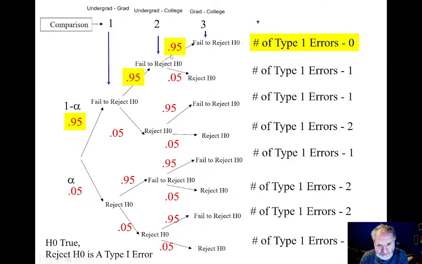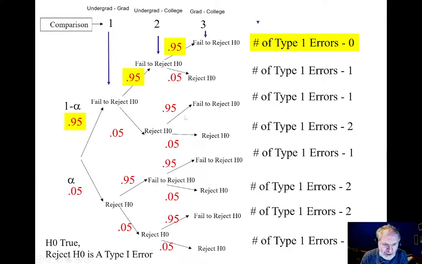0.95 times 0.95 times 0.95. That's the probability of doing the right thing for all 3 comparisons. Everything else is a mistake, right? In every other situation in here, I have rejected H0 at least once. So the path at the bottom here, I reject H0 3 times, which is bad. The next path up, I reject H0 twice, which is bad. Next path up, reject H0 twice, bad. And then the next path up, I reject H0 once and do the correct thing twice. So the only true correct path is the top one.